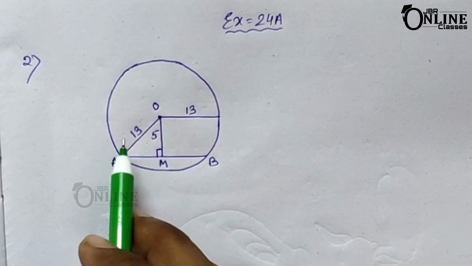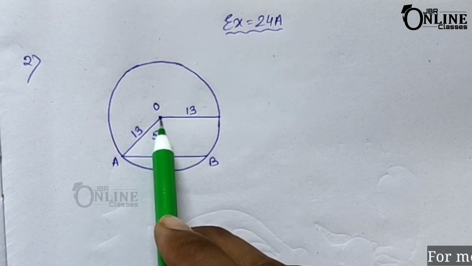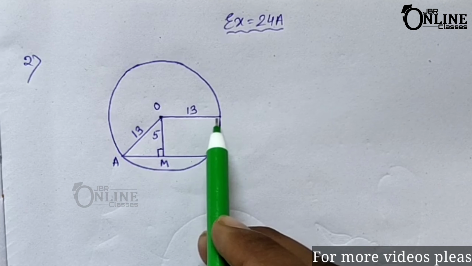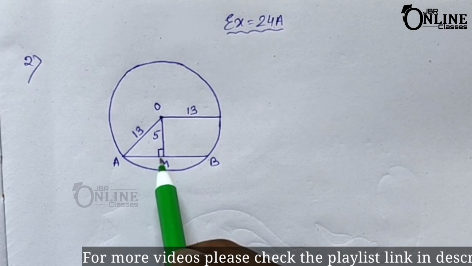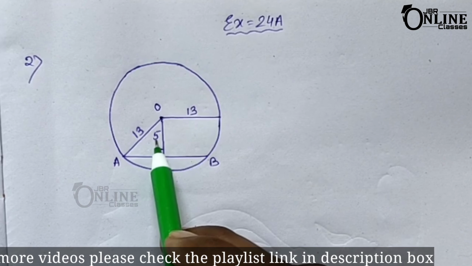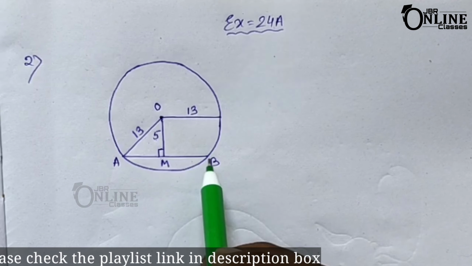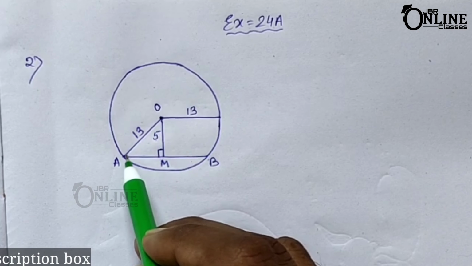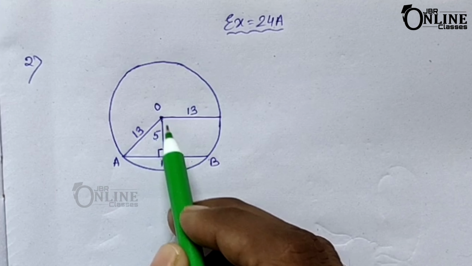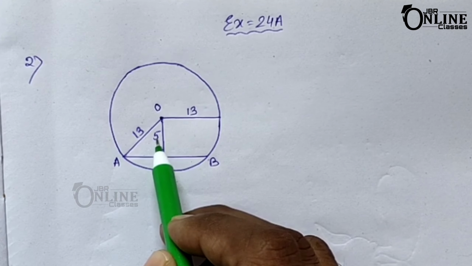Now sum number 2. In a circle with center O and radius 13 centimeter, if AB is a chord and OM is perpendicular on AB and OM equals 5 centimeter, then what is the length of the chord? Here, this one is a radius, so this one is also a radius, that means OA is a radius which is 13 centimeter and OM equals 5 centimeter.